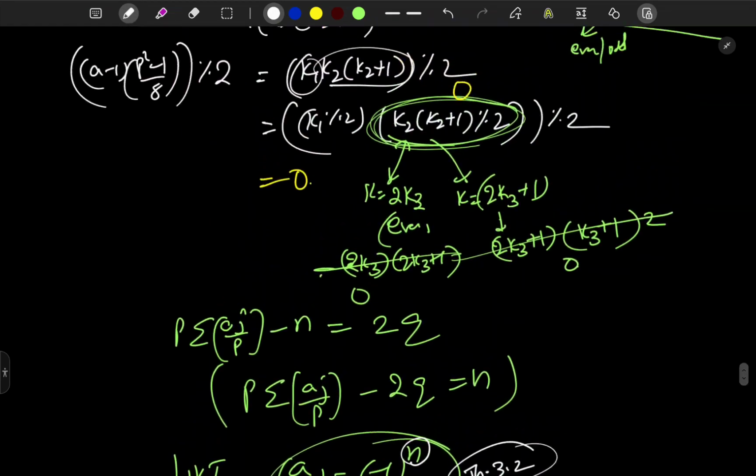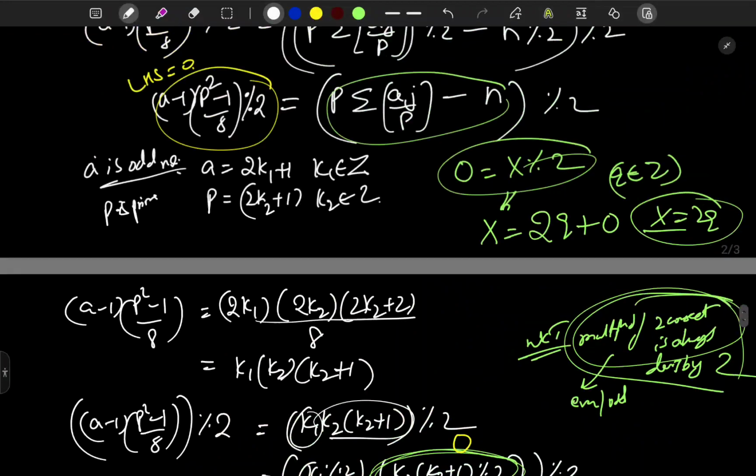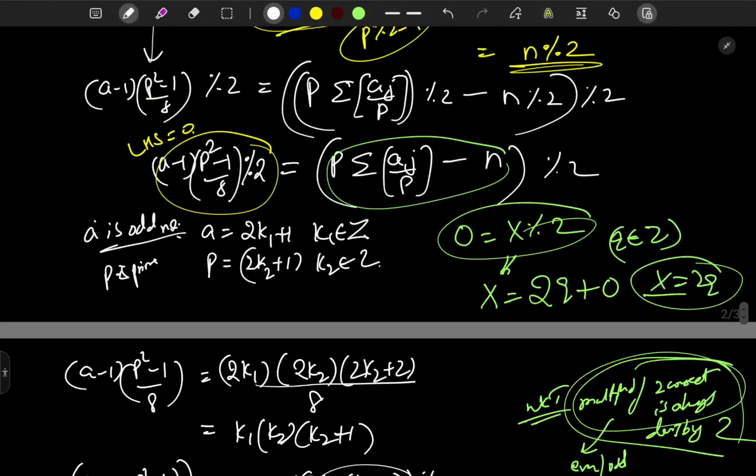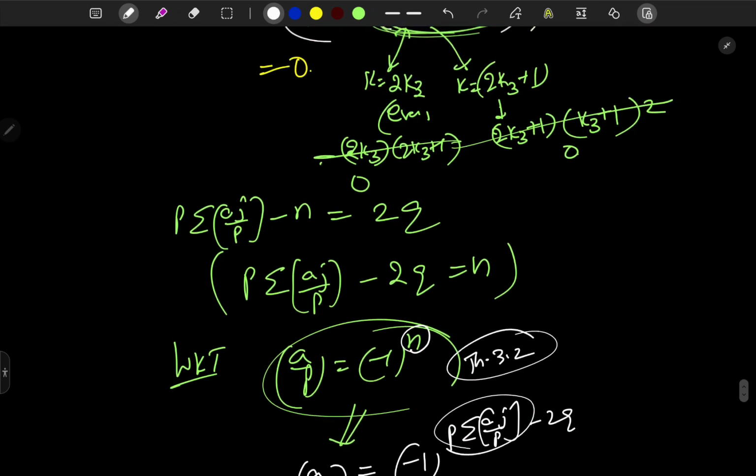See, again I have made a small mistake, so sorry. I overlooked it. So again we can simplify this thing. How? I will tell. So it is percent 2.